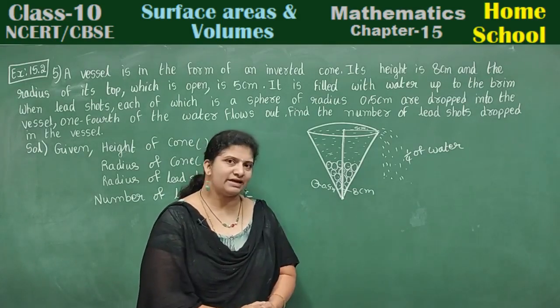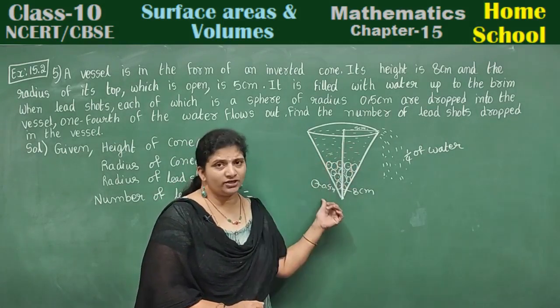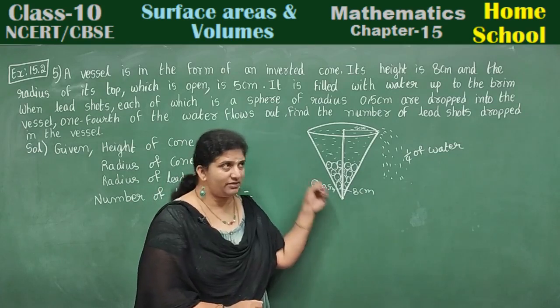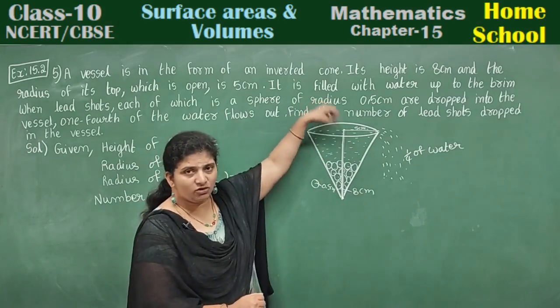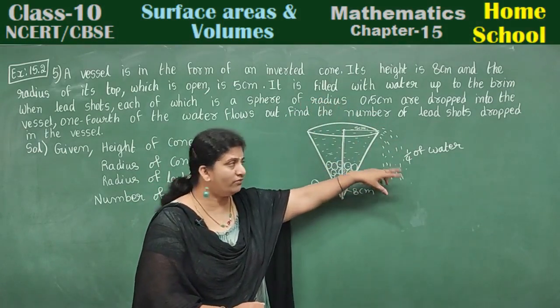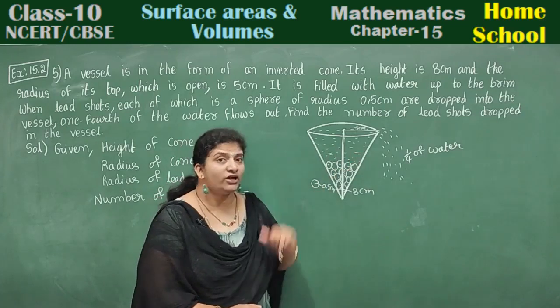So once again, understand the problem. The cone is fully filled with water. A lead shot in the shape of a sphere, each having radius 0.5 centimeters, is dropped into this cone and the water comes out. How much amount of water came out? 1/4 of the water.